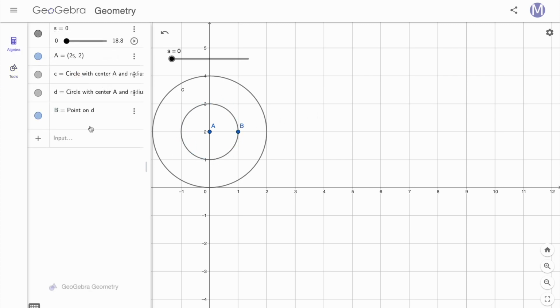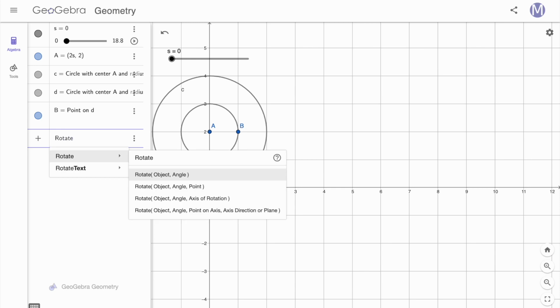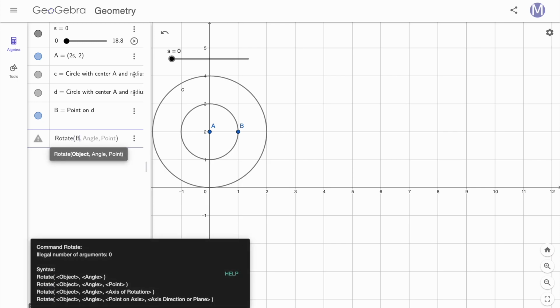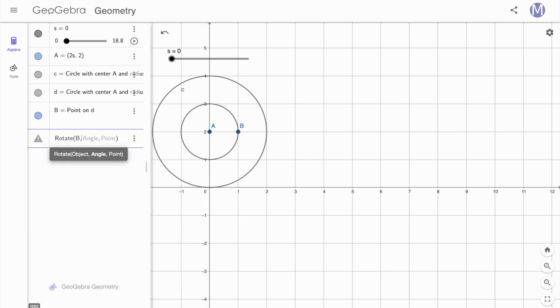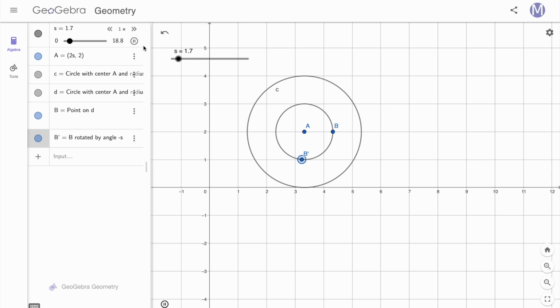But to animate B, I can use a rotate tool because this wheel is supposed to be rotating. And so I want that ladybug to rotate as we move. So I'm going to use rotate object angle point. I'm going to rotate B, the ladybug, by the angle, I'm going to do -s because I want my rotation to look like a wheel turning, so I need it to go clockwise, which is sort of negative to the theta we've defined, and it needs to rotate about point A. So pressing play on all of this, there it goes.